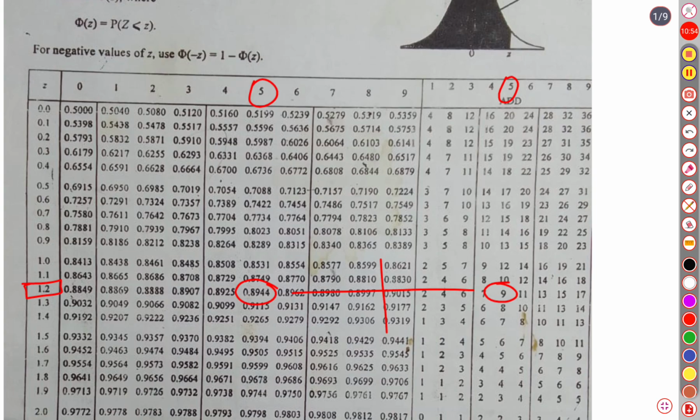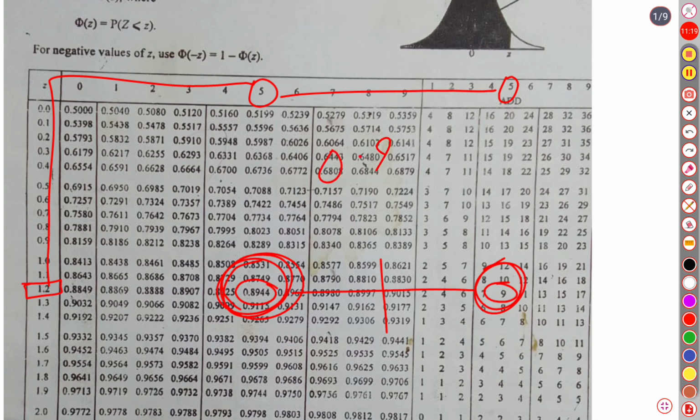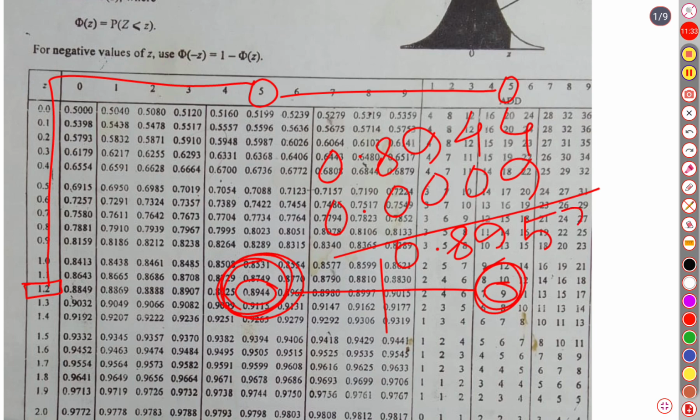So how did we do it? We first selected the row, then the fifth column as well as the final column, and these two marked quantities should be added. The addition should be like this: 0.8944, then you add 0.0009. So surely it is going to be 0.8953.